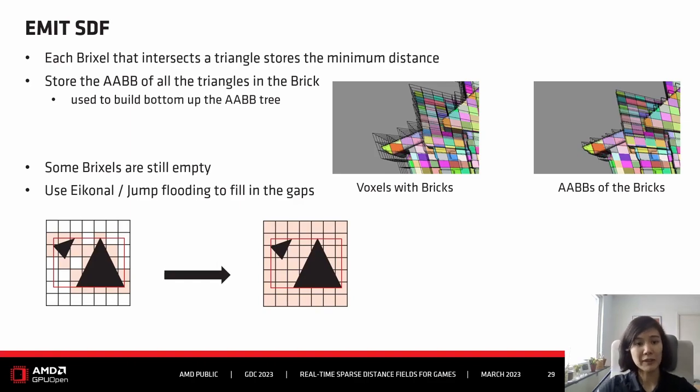But after this stage, some pixels are still empty, so we do another step, and this is to use Eikonal to fill in the gaps. So it's a type of jump flooding algorithm. I will not go into detail on what this exactly is. If you want to know more, please check it out. There's plenty of information on the web out there, but just in short, it's a way to distribute the information we already have to the remaining pixels, so that in the end, for each pixel we have the distance information to its closest surface.